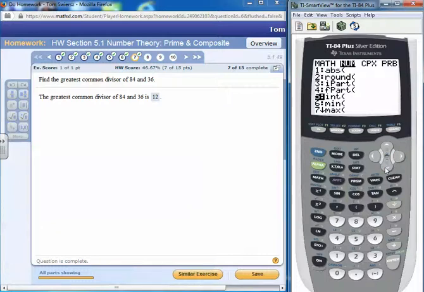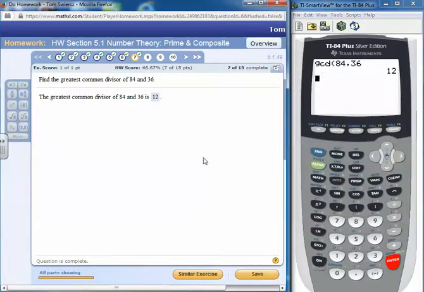Scroll down to number 9, GCD, hit enter. The first number, comma, the second number, and there's your answer.